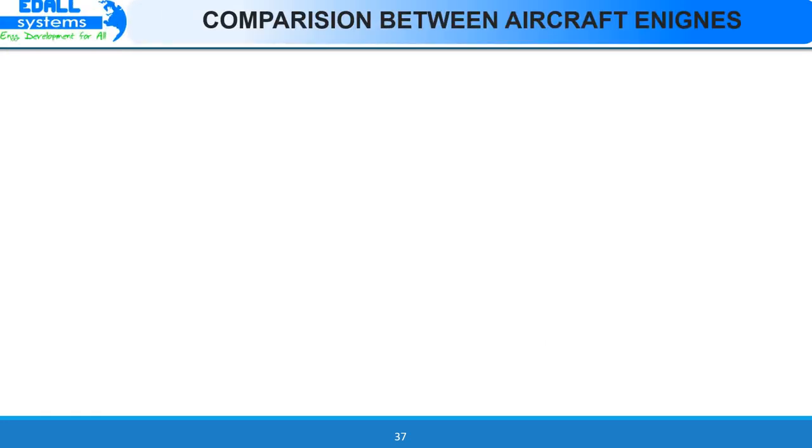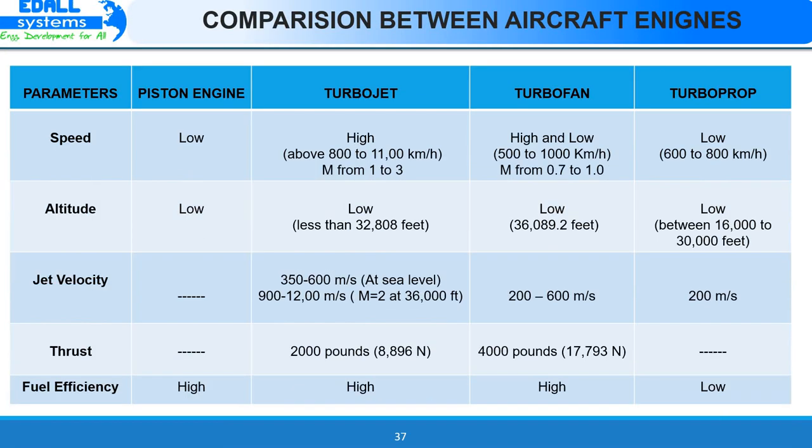Next, we have the comparison between aircraft engines. The comparison of different aircraft engines with respect to parameters are as shown in the table. Piston engine operates at low speed and low altitude. The fuel efficiency of piston engine is high.